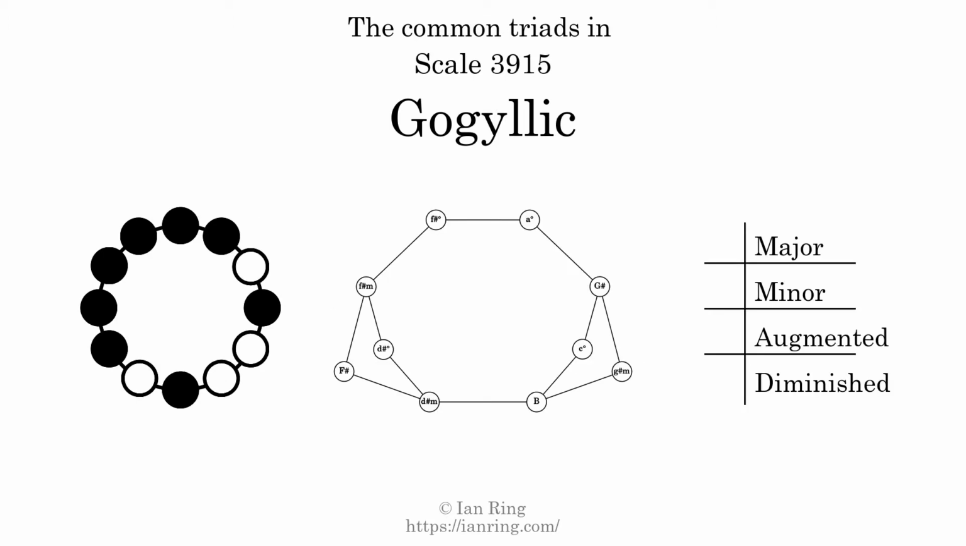111101001011. Here are the common triads present in this scale. The diagram in the center is a graph of parsimonious voice leading between triads. There are 3 major triads. There are 3 minor triads. There are no augmented triads. There are 4 diminished triads. Here is a Hamiltonian path of parsimonious voice leading that uses all the triads.